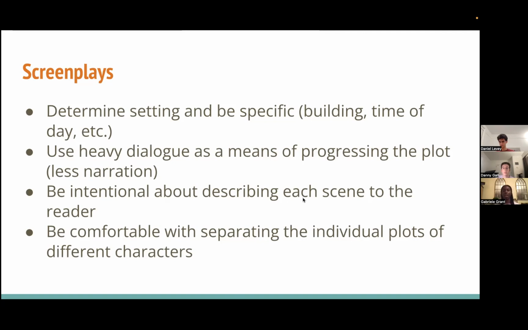During the scenes with dialogue, it's important to describe the scene to the reader, usually as parentheticals, which are basically stage directions, so that your vision can be realized more easily. What's cool about screenplays is that because of the dialogue, you can have two different characters with their own storylines in different scenes. So be comfortable with the density of your plot, because that's what makes it unique to you.